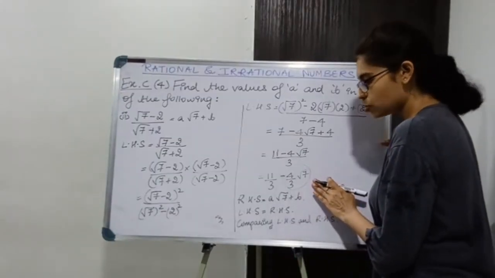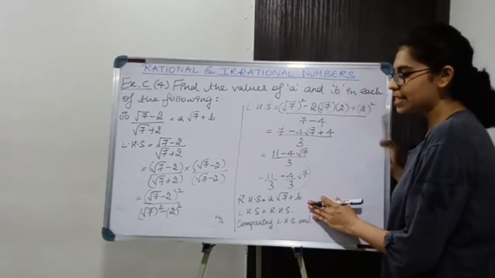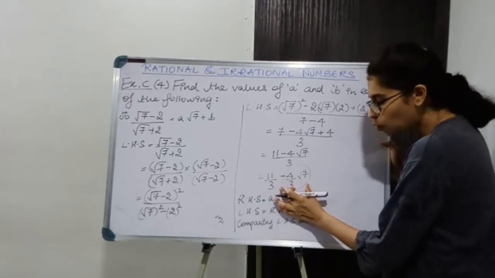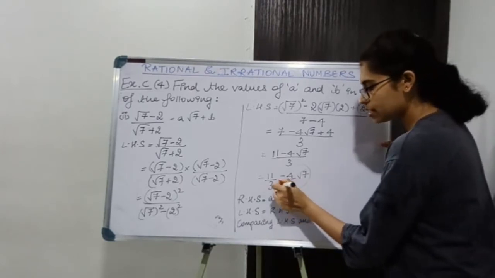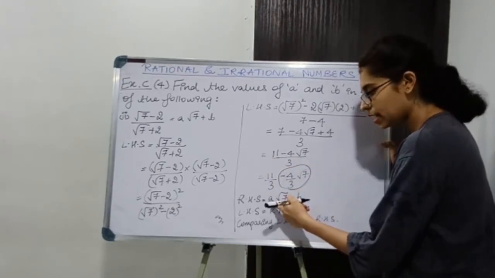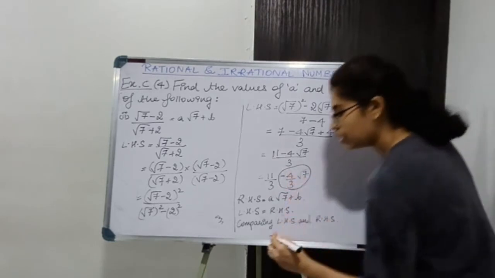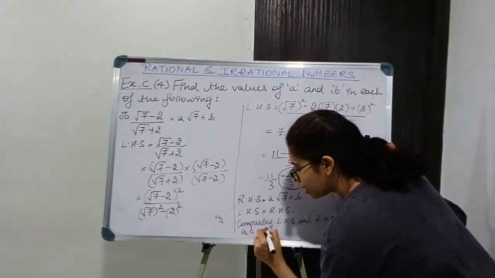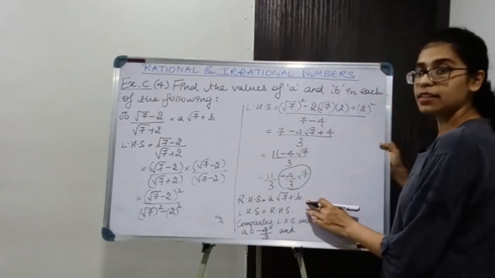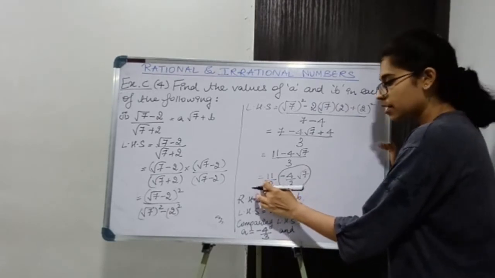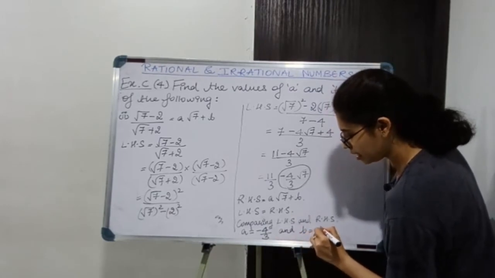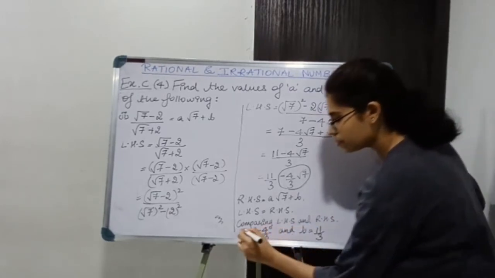So on comparing LHS and RHS, what we see is a root 7 is equal to minus 4 by 3 root 7. That is this whole thing. So a I can say is equal to minus 4 by 3. So a is going to be minus 4 by 3, and b, that is the number without root 7, is 11 by 3. So b is 11 by 3.